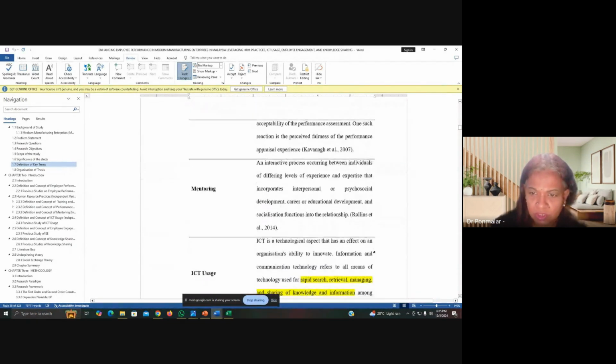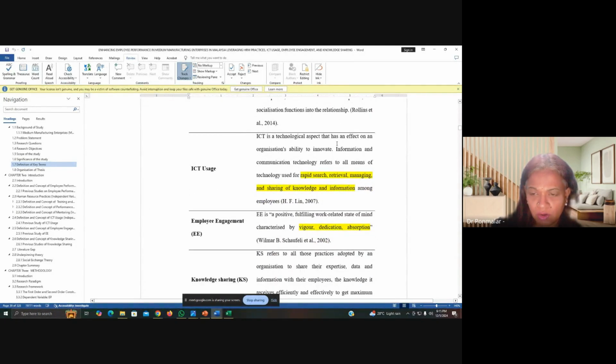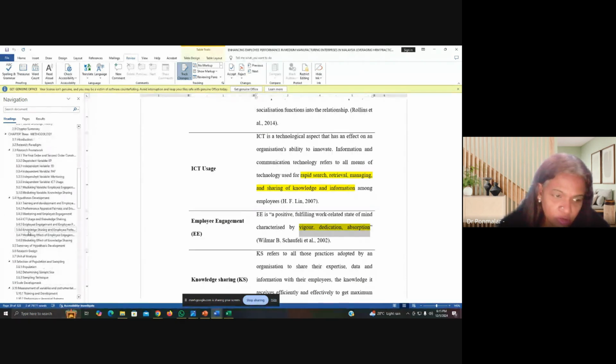Okay, I just want to show you one thing. You see, this is the definition I gave for employee engagement. EE is a positive, fulfilling, work-related state of mind characterized by vigor, dedication, absorption. Please remember the one that is highlighted. This is by Schaufeli 2002. Okay, and let's look at my instrument. I want to see whether my instrument is measuring these three or not.